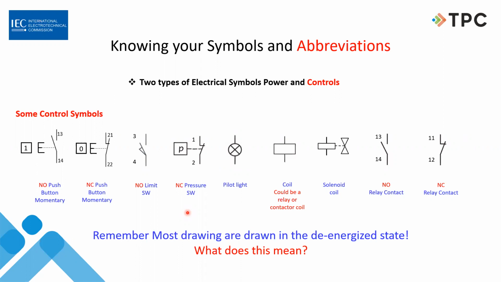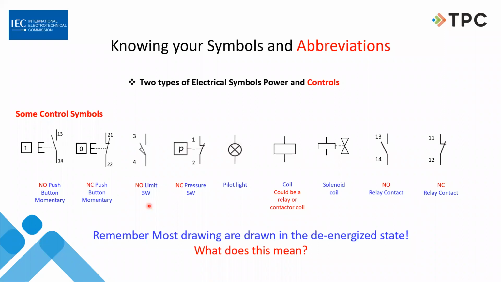And remember, it says here, drawings are drawn in the de-energized mode. So when we talk about these normally open and normally closed, that's as if that piece of equipment, that device, is sitting on a shelf, hooked up to nothing. That's how it's drawn in a print.